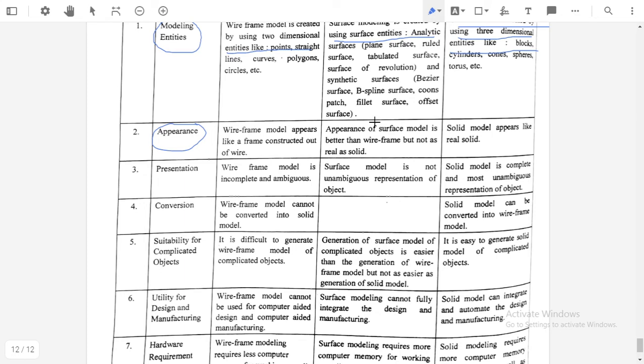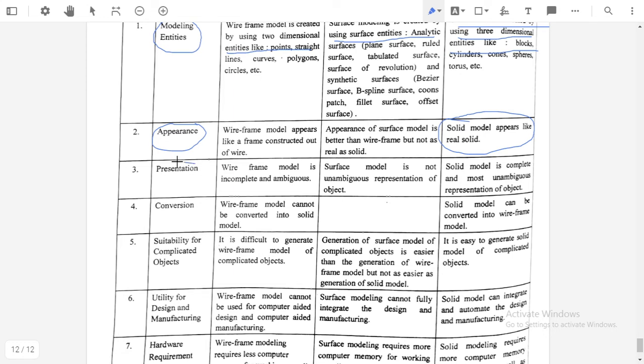Okay, and the appearance of the surface model is better than the wireframe model, but not as real as a solid model. Means if we consider the appearance, the wire model looks like a frame, but the appearance of the surface model is better than the wireframe model, but it does not look like the solid model. And the appearance of the solid model looks like a real solid, or real object.